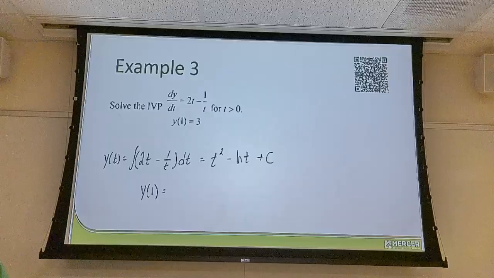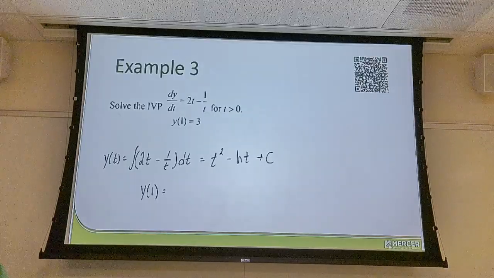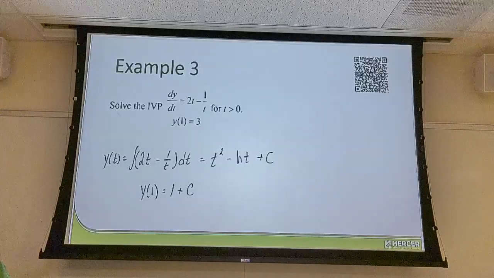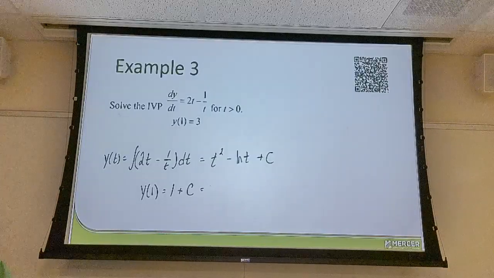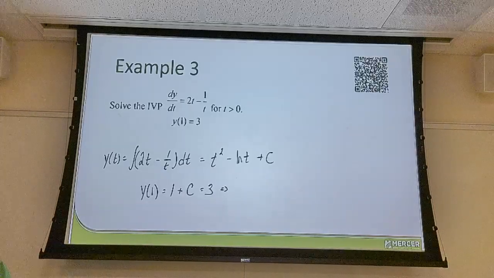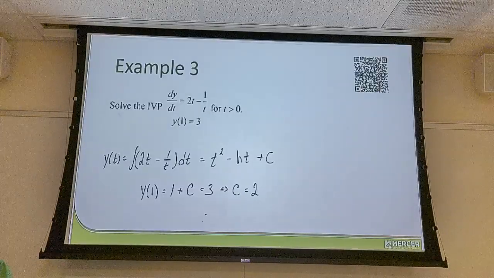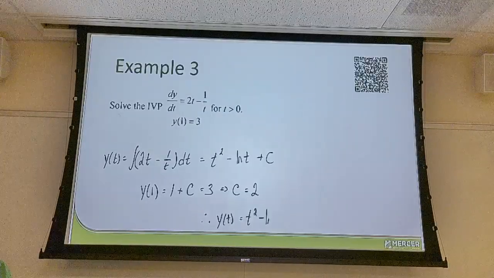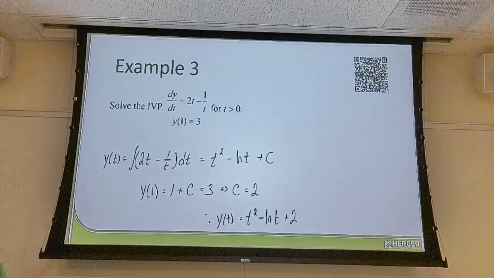Now y of 1 is 3. What's 1 squared? 1. What's natural log of 1? So isn't that just 1 plus c? What does that have to equal? So c equals 2. And so our function is t squared minus log of t plus 2.